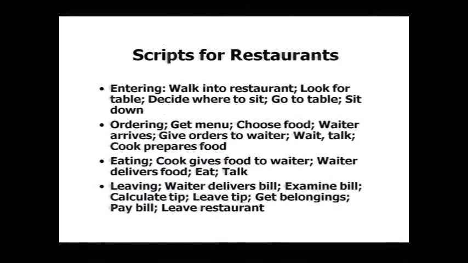We enter into a restaurant. We look for a table. We decide where to go. We go get the table. We sit down. We order things. We choose our food. Our waiter arrives. We give our waiter our order. We talk. The cook prepares the food, and the cook gives the food to the waiter. The waiter delivers the food. We eat and we talk.